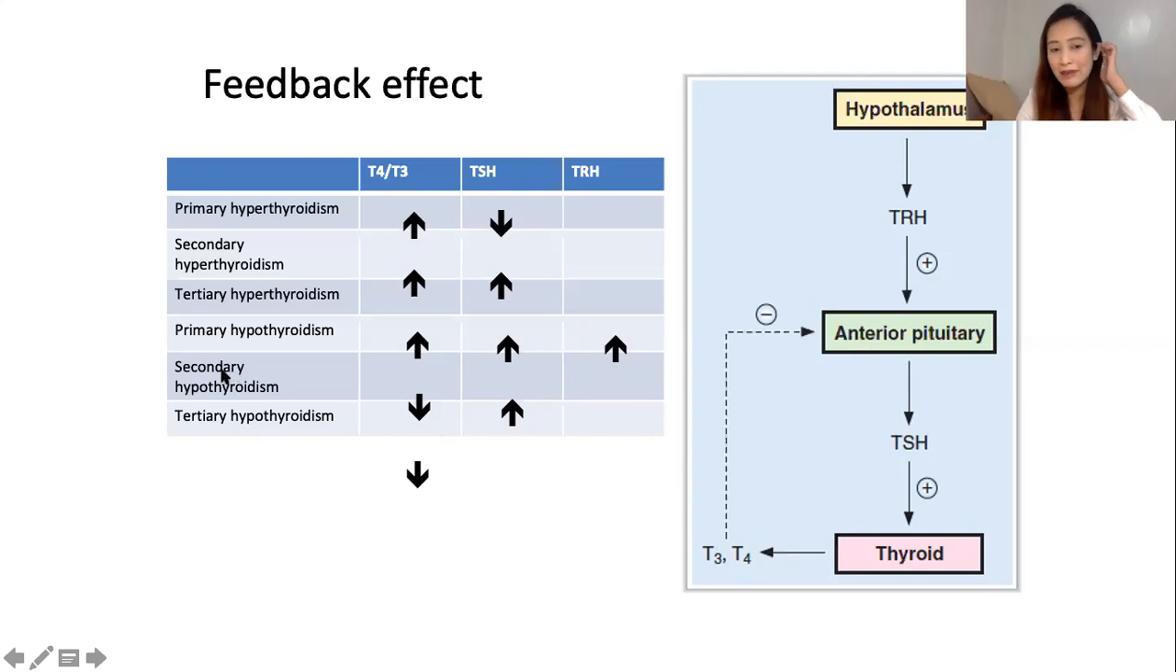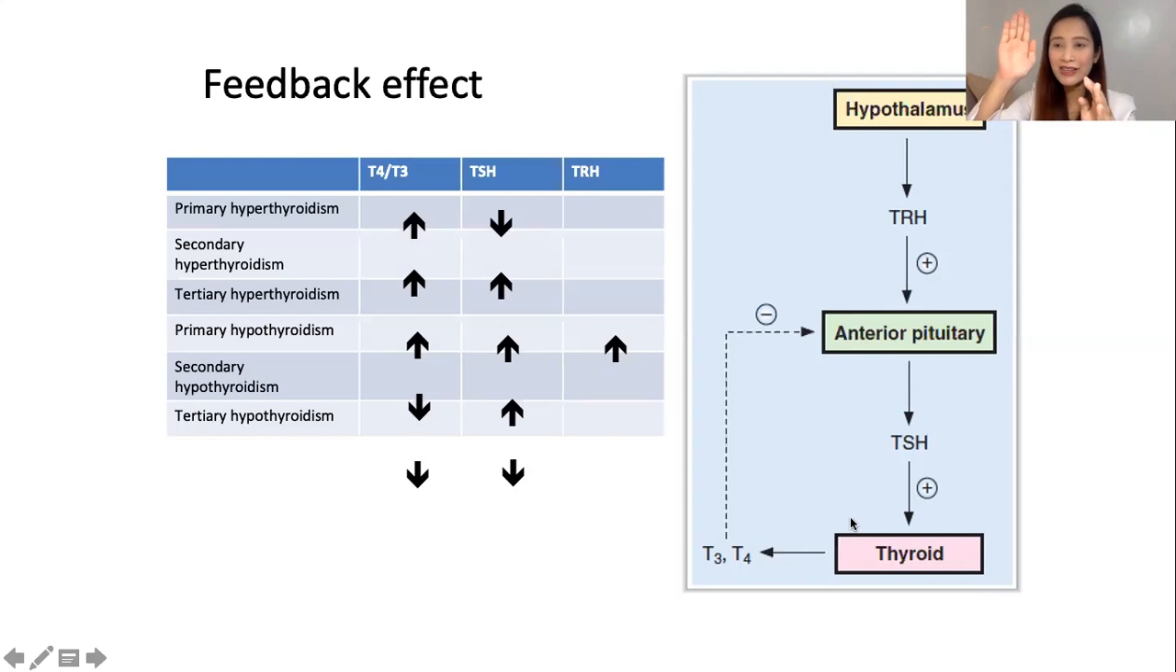In secondary hypothyroidism, the hypothyroidism is coming from the pituitary. Let's say you have an operation in your pituitary, and your pituitary is unable to normally produce TSH. Now you will have low TSH, and you will also have low T3 and T4. So I hope you understood that, because this is very, very important. So they're almost always opposite, okay?